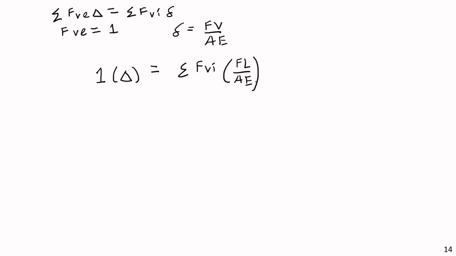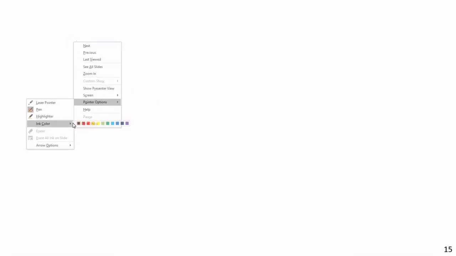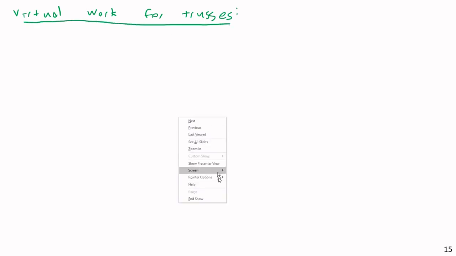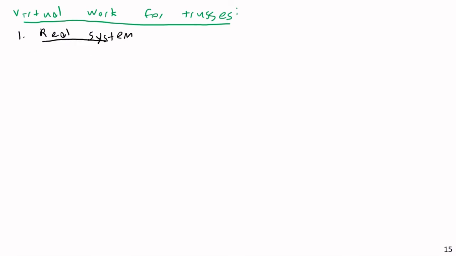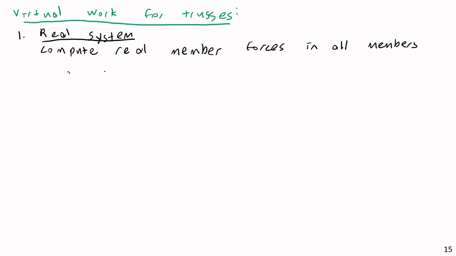So let me summarize the method that we're going to use with this equation. The procedure for trusses. We're going to work with both the real system and the virtual system. So first of all, we're going to work with the real system. For the real system, we're going to compute the real member forces in all members caused by the real external loads.